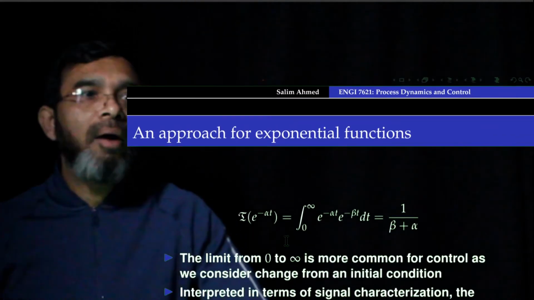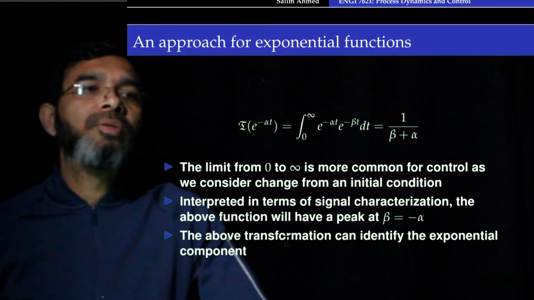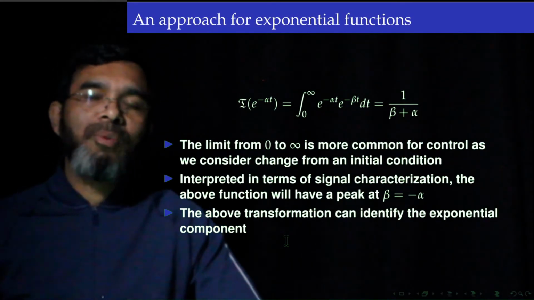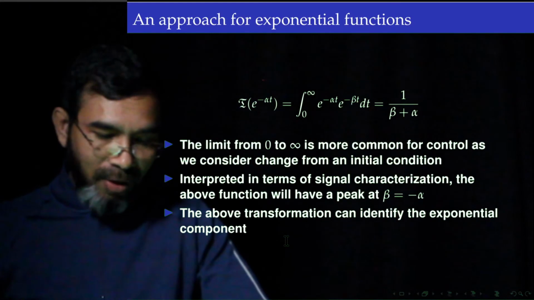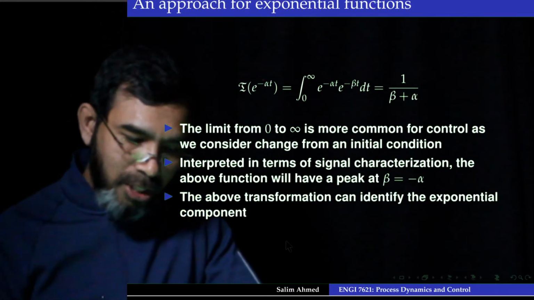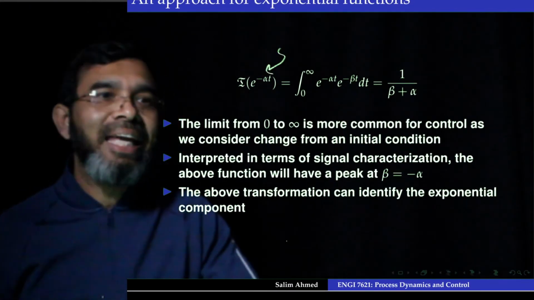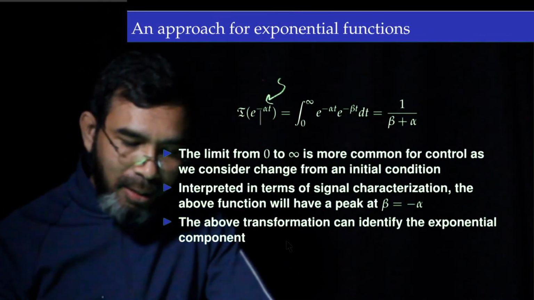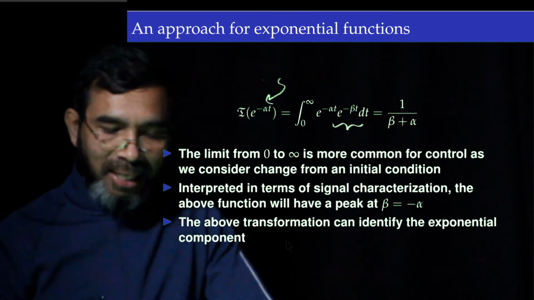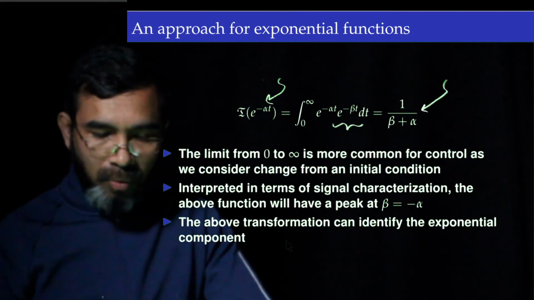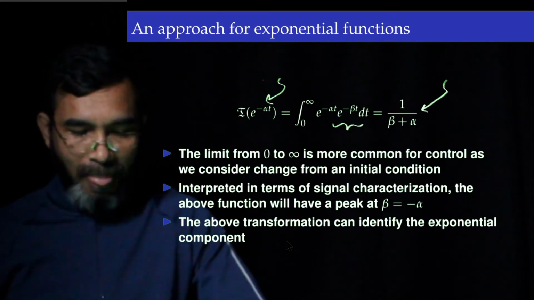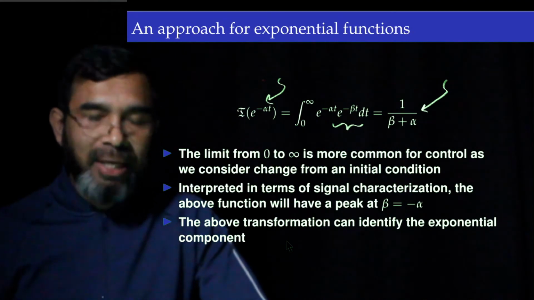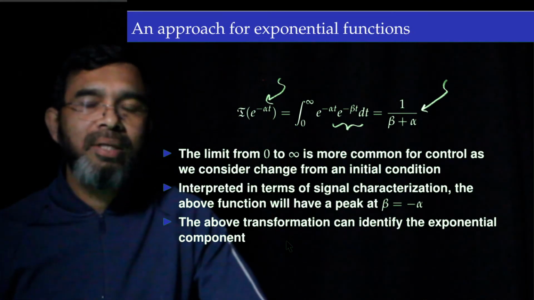Okay, now we can take a look at the approach for an exponential signal, for example an exponentially decaying or exponentially growing function. If you look at the exponential function e to the negative alpha t, and take an integral using a weighting function e to the power negative beta t, the integral leads to 1 over beta plus alpha. And for this function 1 over beta plus alpha, if you take beta equals negative alpha, this value is infinity.